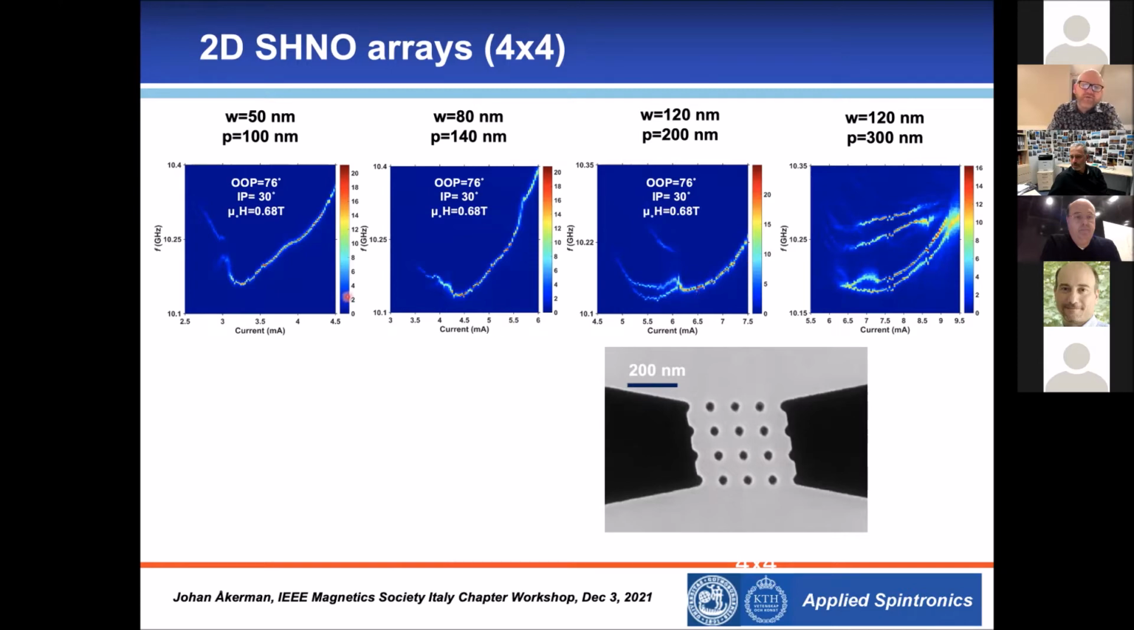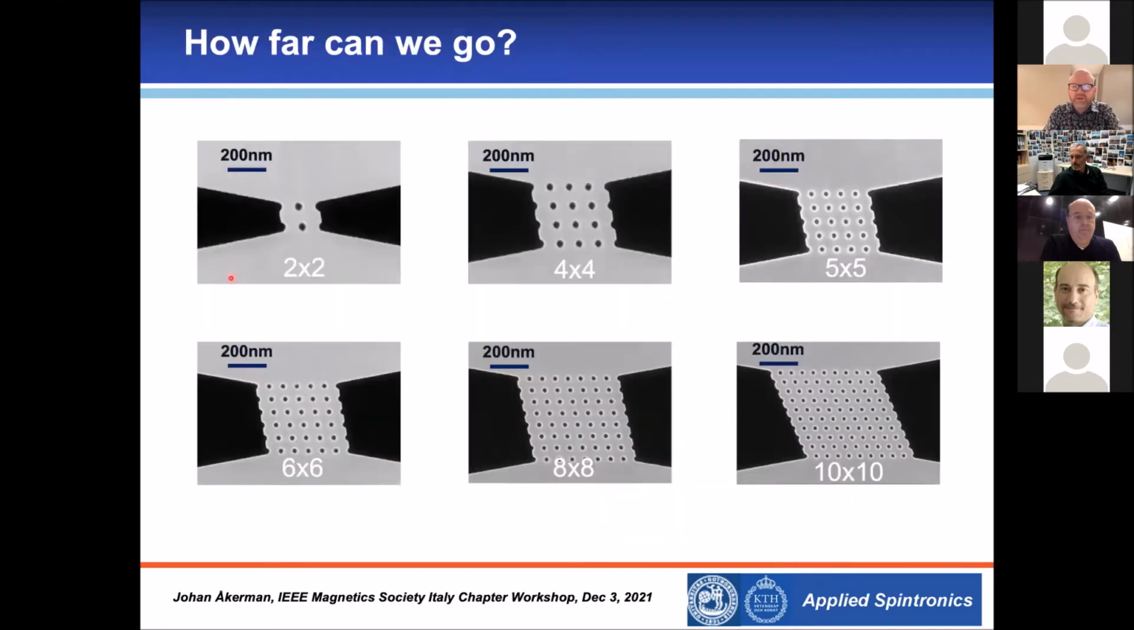And then if we go further down, it's hard to see any individual signals. So maybe they are actually synchronizing from the beginning, very early on, when they just start to expand into the constriction. We can continue this to larger and larger arrays.